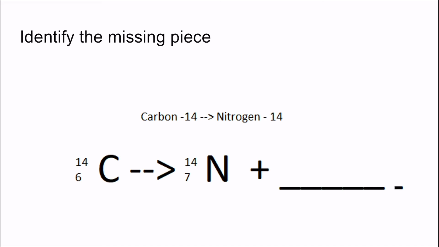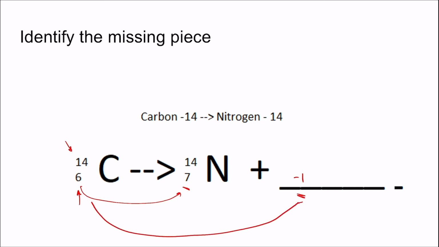All right, here we go. We have carbon 6 and 14, and then it becomes nitrogen 14. All right. So what's happening here? What's going to make it go from 6 to 7? We need a -1 down here, right? Because 7 plus -1 gives us 6.